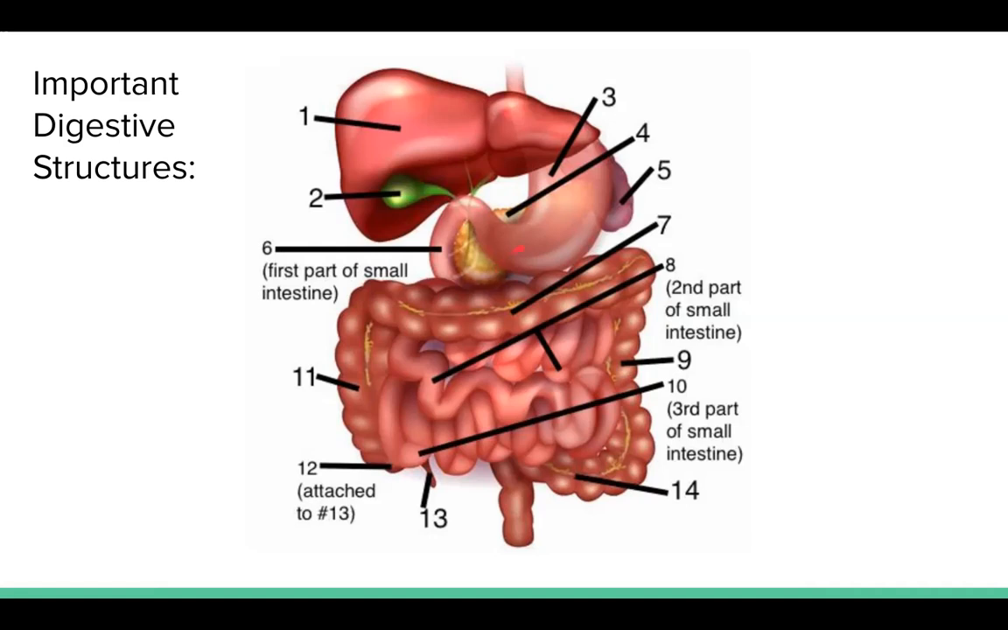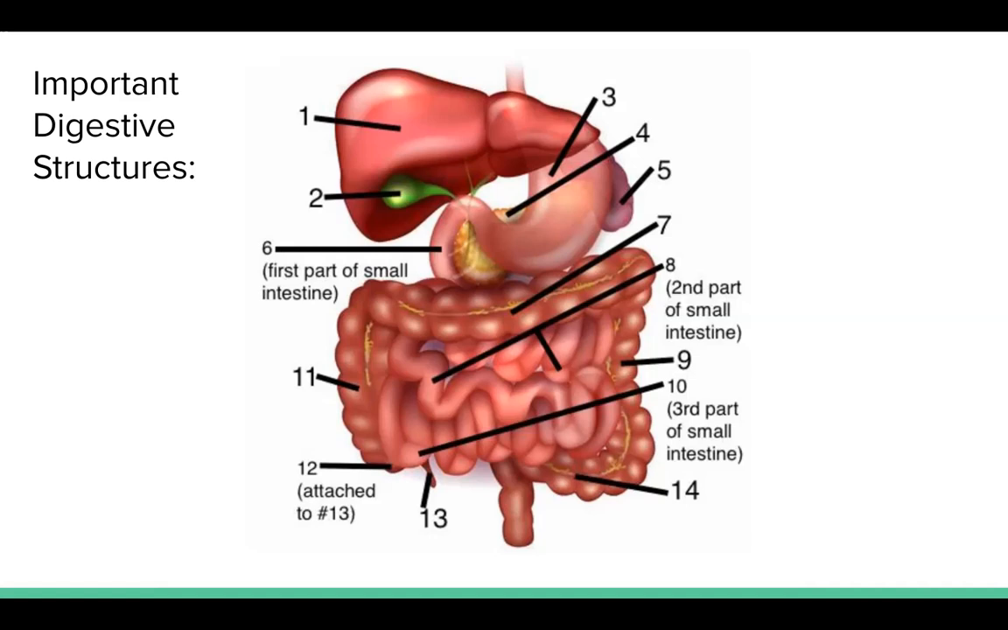The tube connected at the end of the stomach and labeled number 6 is the duodenum, which is the first part of the small intestine, where digestion continues through mixing digestive juices from the pancreas and then bile from the gallbladder. The second part of the small intestine is the jejunum, labeled number 8, and the third part is the ileum, labeled number 10. Nutrients are absorbed within these two portions of the small intestine.